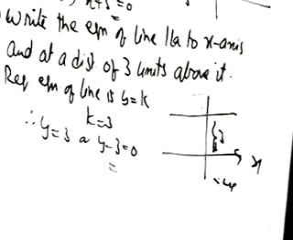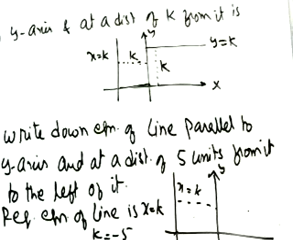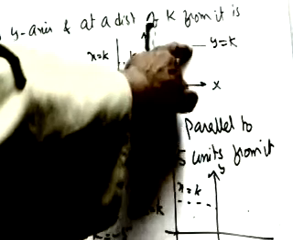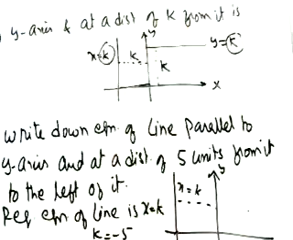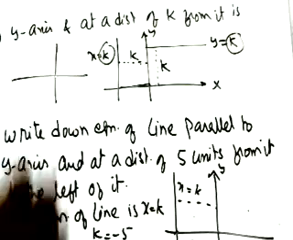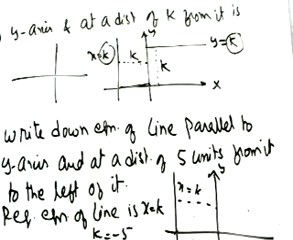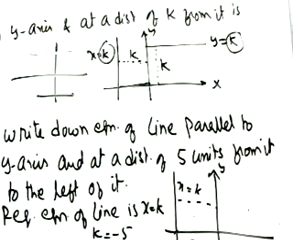You just have to learn the formulas by heart. The equation of a line parallel to the x-axis is y equals k, and parallel to the y-axis is x equals k, where k is the distance from the given axis. For the y-axis, on the right side it is positive and on the left side it is negative. For lines parallel to the x-axis, above is positive and below is negative. So we have done a few questions on straight lines, 2 marks.